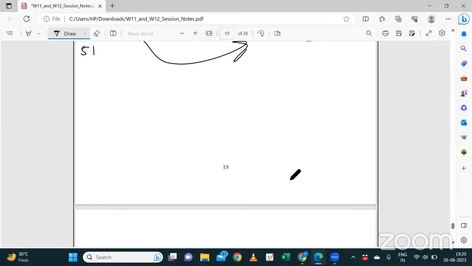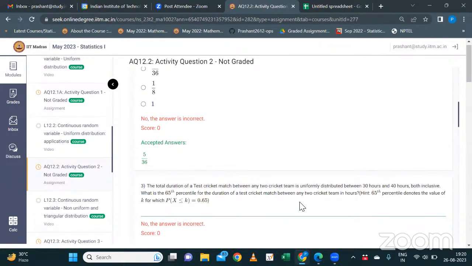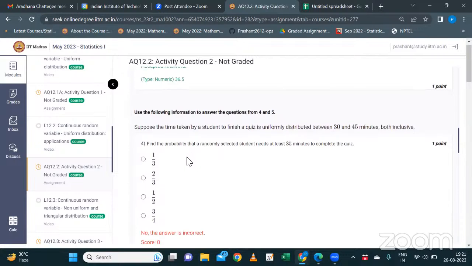Okay, so let's move on. Will you be able to do the questions related to this uniform distribution? Okay. The slides have already been uploaded on the portal. Yes, I have a doubt in question number 4 of the assignment. Okay, how did you approach it?